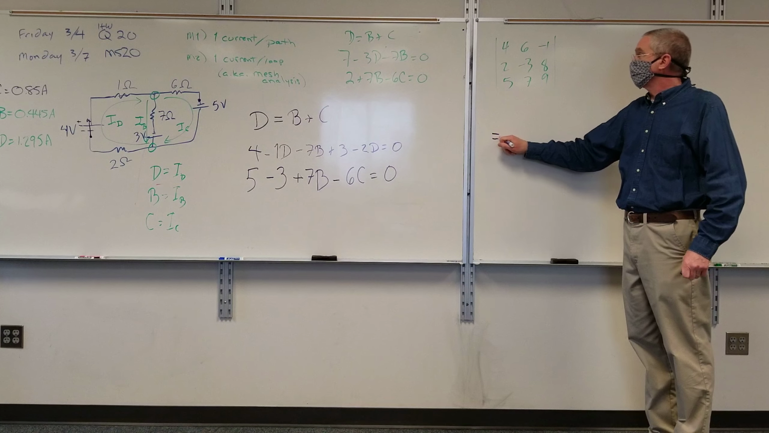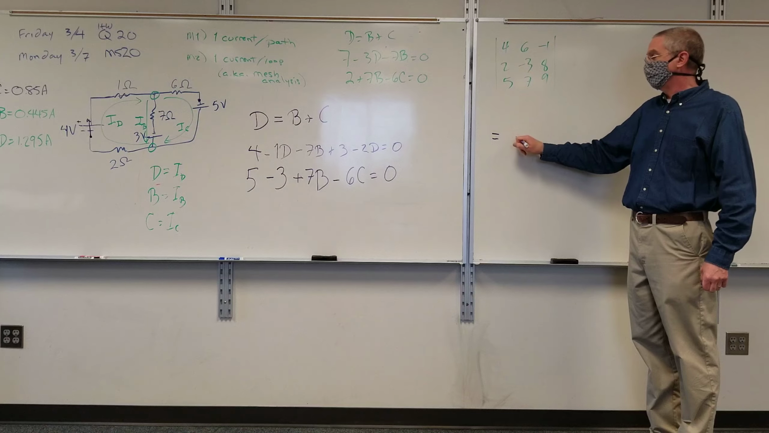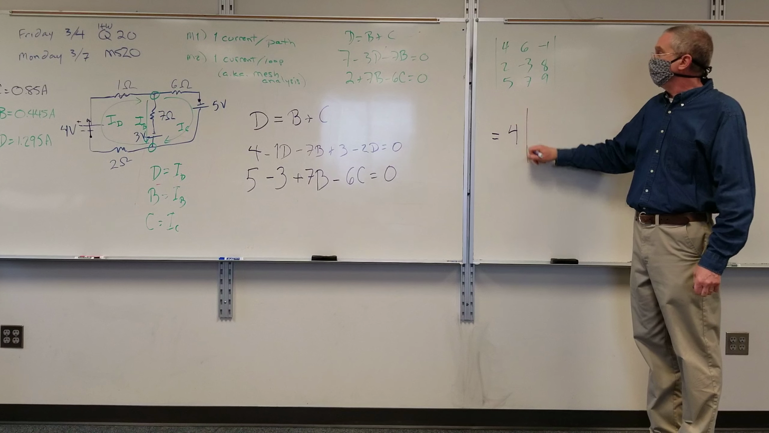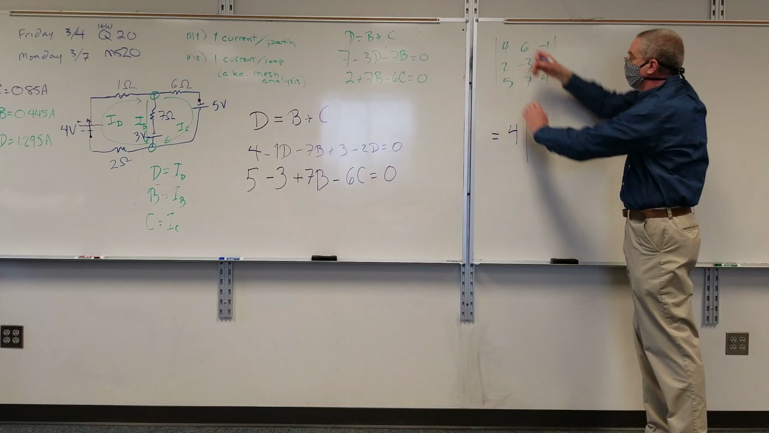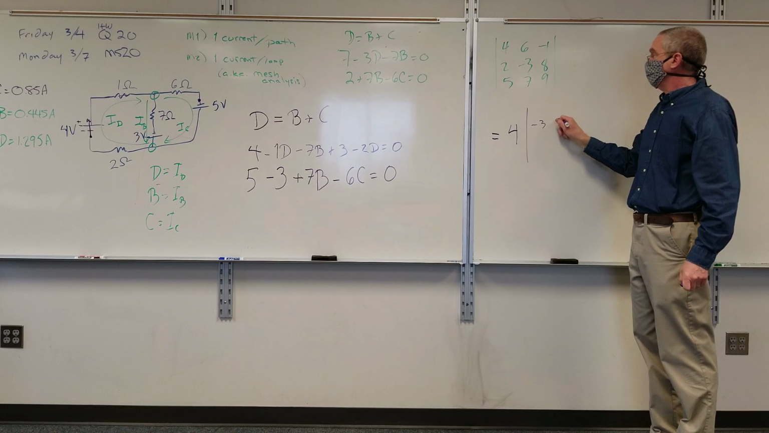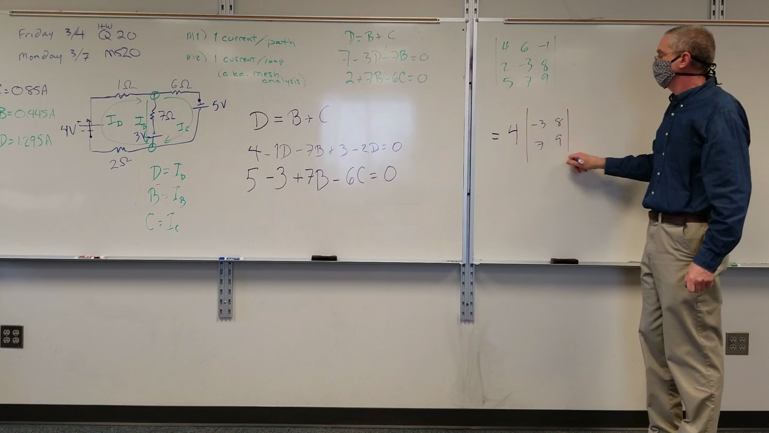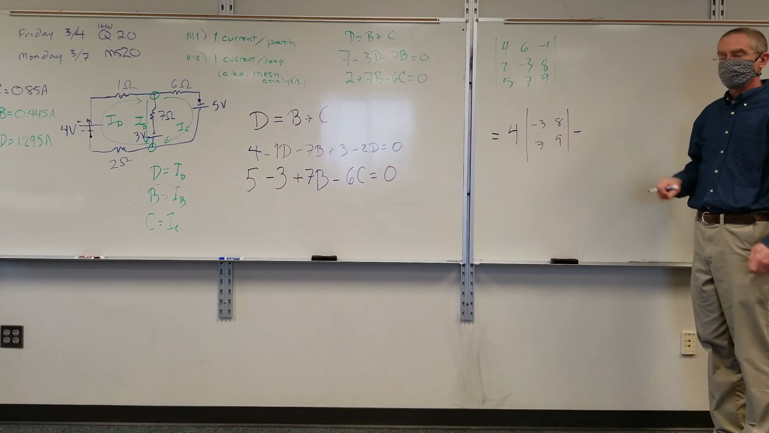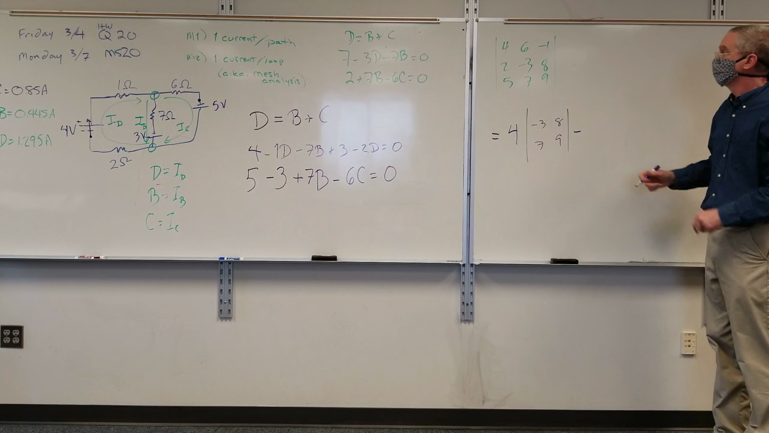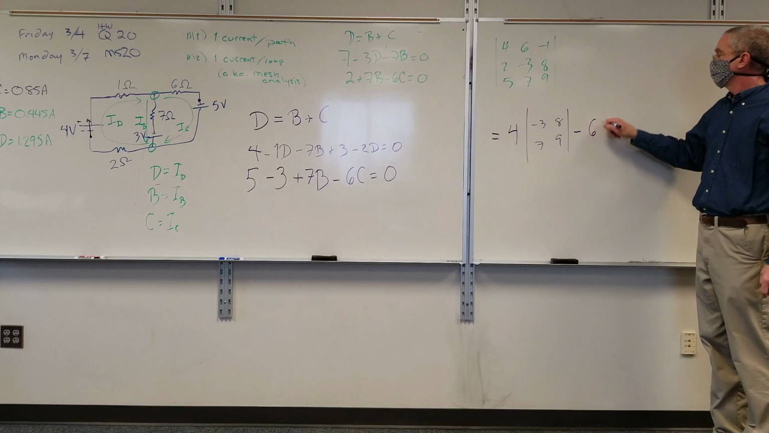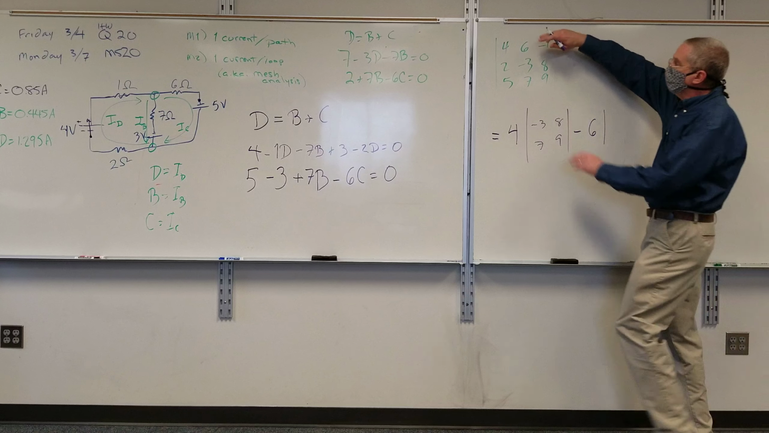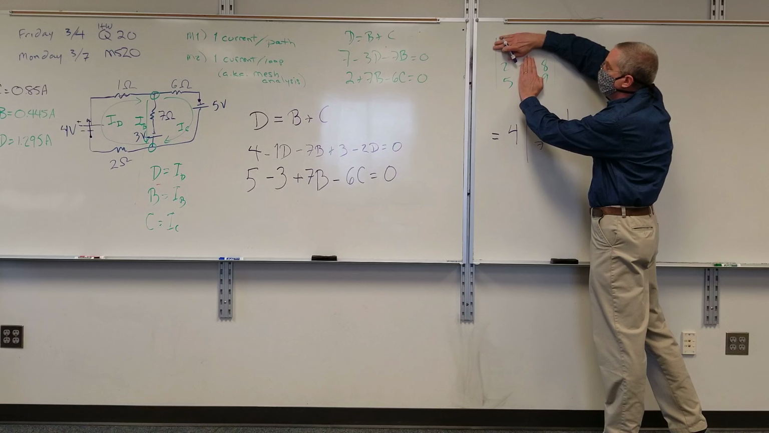All right, so I'm gonna start in the upper left-hand corner, 4, and then times the determinant of what's left over, -3, 8, 7, 9. Minus, because it's the next one, 6. I block out that row and that column, I'm left with 2, 8, 5, 9.